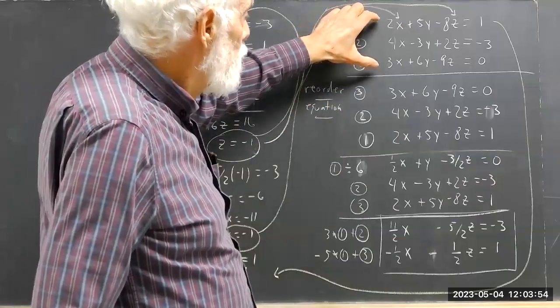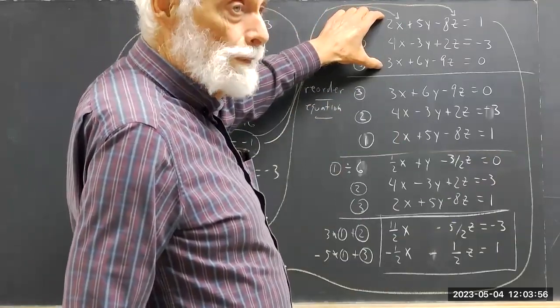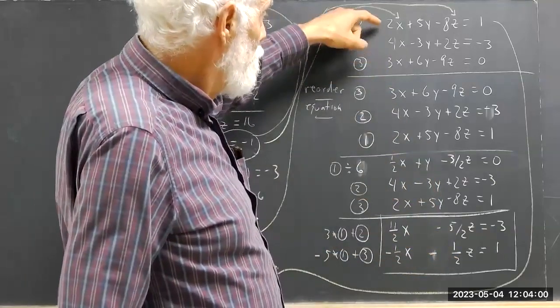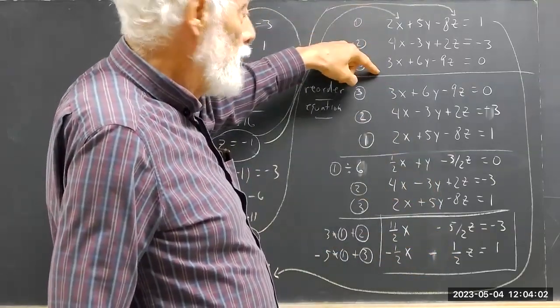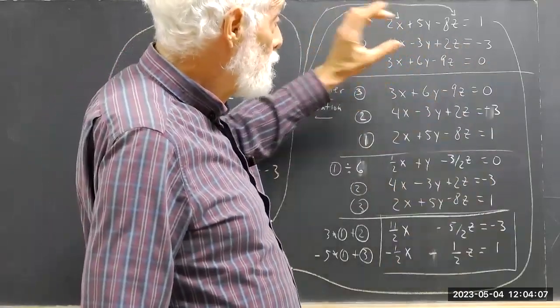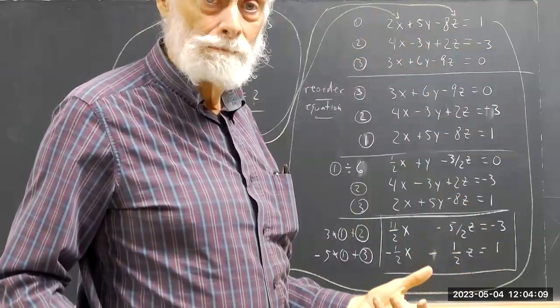Okay, so I could have then eliminated x here. I have fractions, but we're going to get fractions no matter what we do. So I take -3/2 of this and add to this. That's going to eliminate x. Gives me two equations in y and z that I can solve.